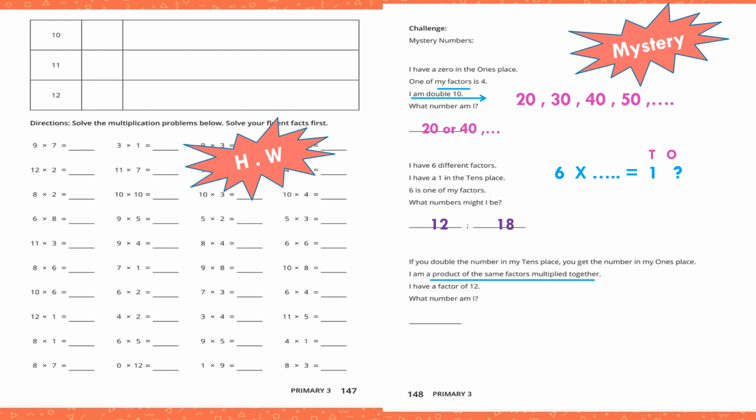I have a factor of 12. So, from this, 3 times 3 equals 9, 4 times 4 equals 16, 5 times 5 equals 25, 6 times 6 equals 36. So, I will choose 6 times 6 equals 36 because 6 is a factor of 12, and also if you double the tens place, you will get the ones place. So the answer is 36.